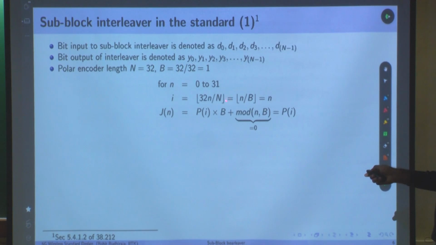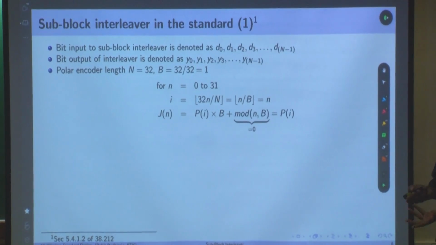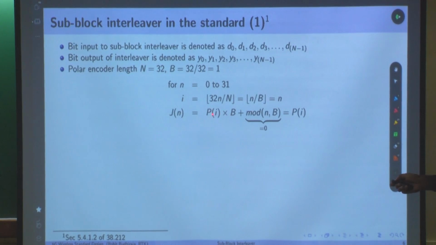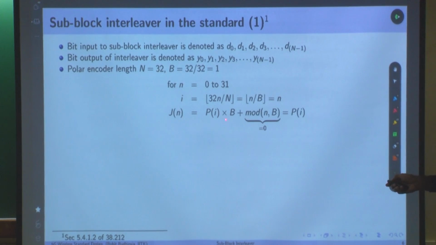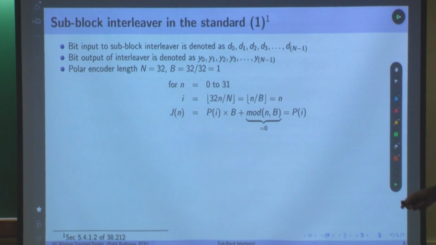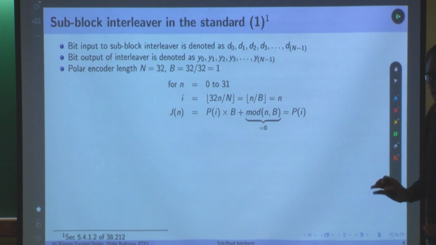What is happening here, that's what we'll understand. Plus mod of n comma b, okay. B is what? 1. Mod of any integer comma 1, what will you get? 0, right, okay. So what are you left with? P of I into b, b is 1, you get p of I. What will happen if n changes? You need a larger number of indices, that's what is going to be generated for you, that's all, okay.